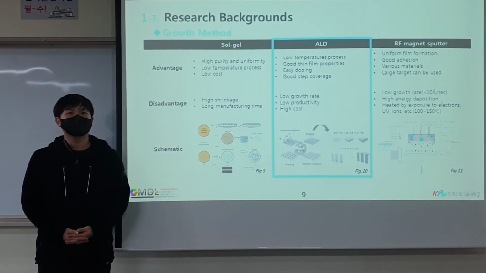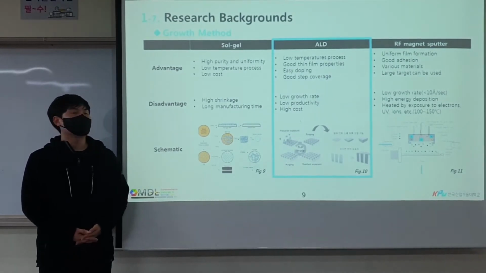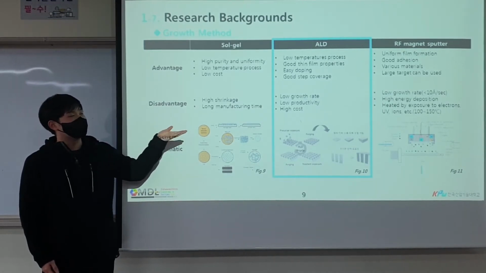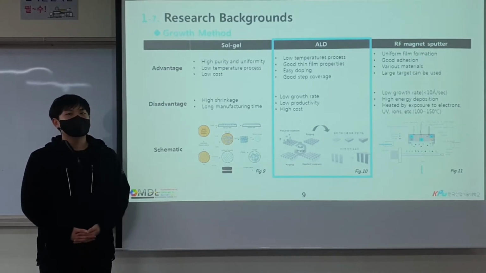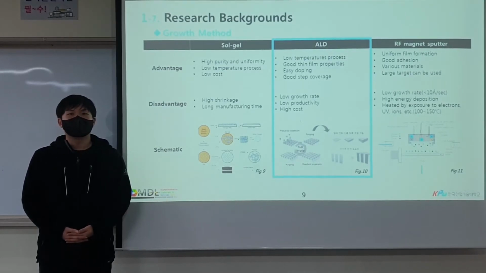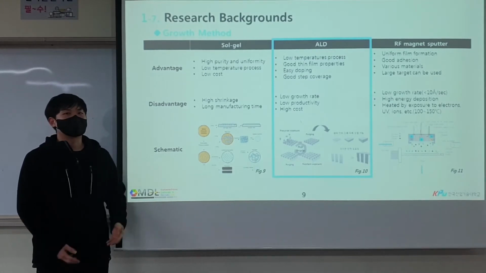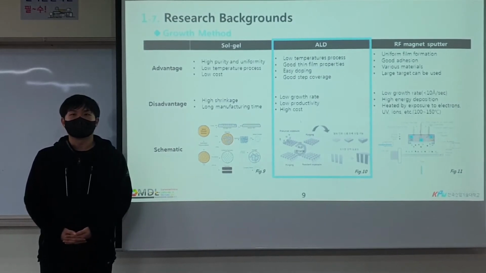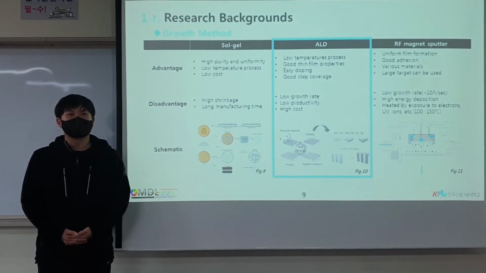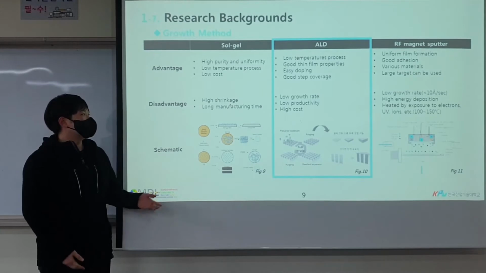And next, there are several methods for growing zinc oxide, like sol-gel, ALD, and sputtering. As the method of depositing zinc oxide, we will use ALD. Why? For flexible substrates like PET and PI, ALD is used because it can grow film at low temperature, which is an advantage of ALD. And also, the ALD process can control the properties of the deposited film with high precision. It has tons of advantages compared to other deposition methods, as you can see.